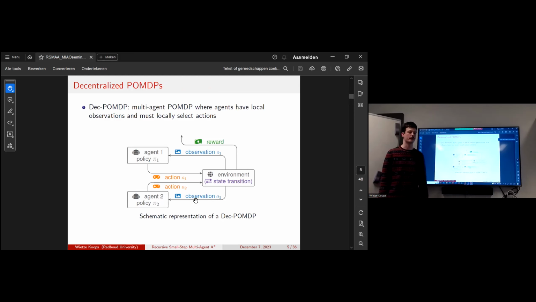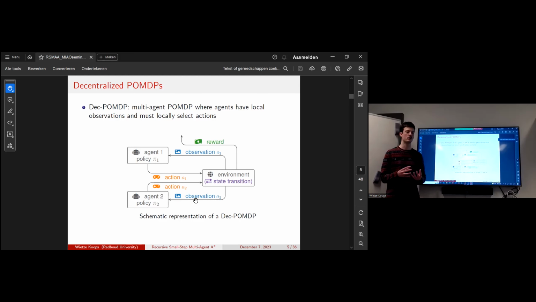Now we go to decentralized POMDPs. That means that we add multiple agents. And decentralized means that they cannot communicate while executing the policy. They still have a common goal, so all the agents are working together to maximize the rewards. But they have to locally select actions and only receive local observations, which might be different.